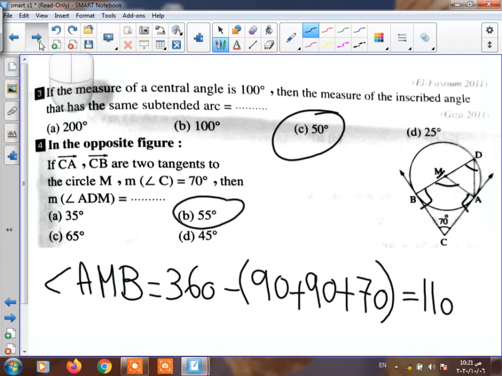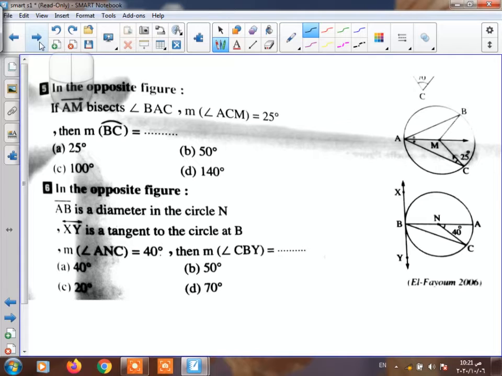Next question. AM bisects angle BAC and angle ACM equals 25 degrees. Find the measure of arc BC. You know that arc BC is equal to the measure of angle BMC, or double the measure of angle BAC, because this is an inscribed angle.